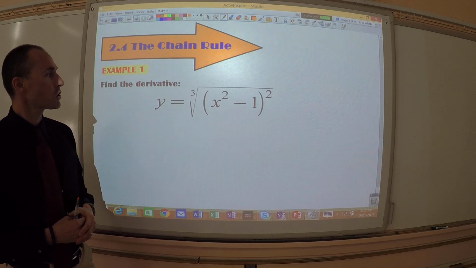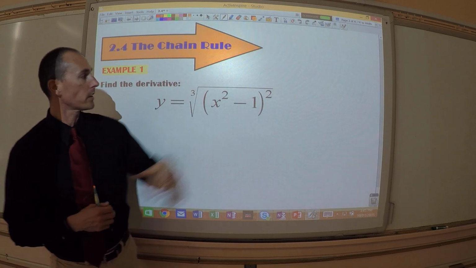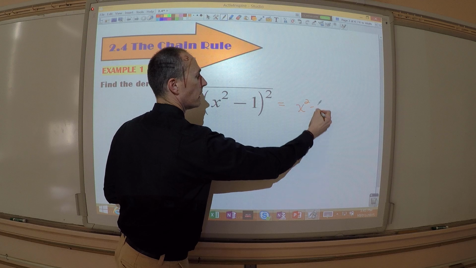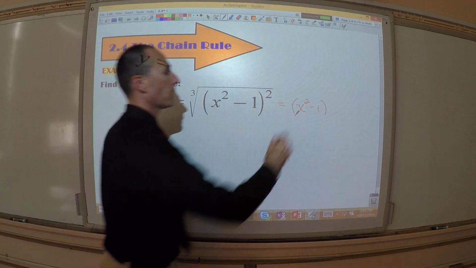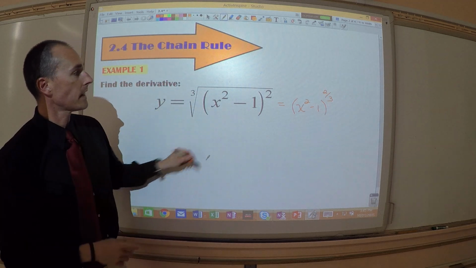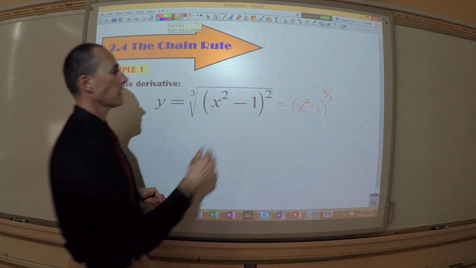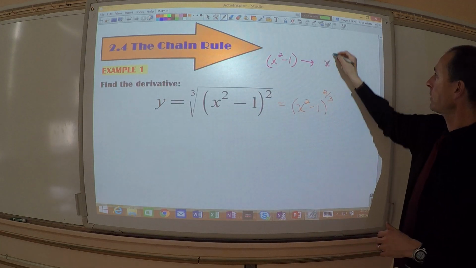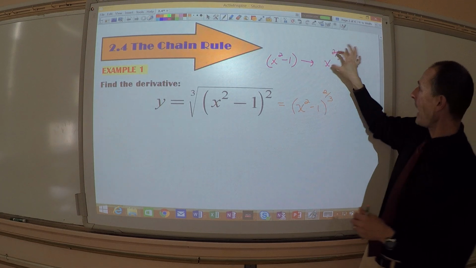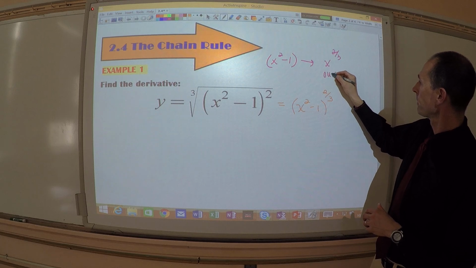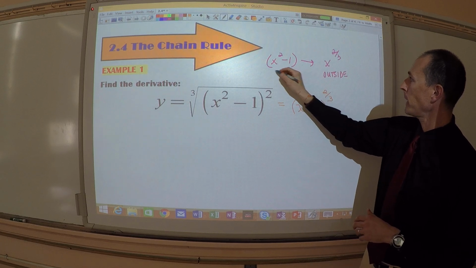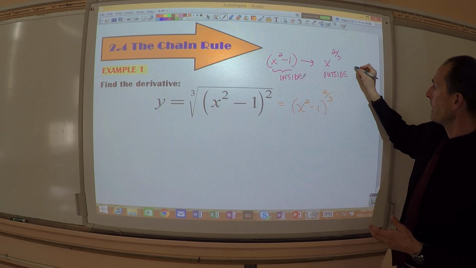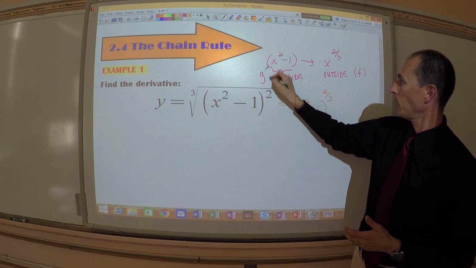So very similar to what we just saw, but I don't really like the way that looks because of that squared as well. So I think what we're going to do here is we're going to rewrite that as x squared minus 1, really to the 2/3 power. Now I can see that that is most likely the composition of two things. It's the composition of x squared minus 1 going into x to the 2/3. So this is my outside function, and this is my inside function. So that being said, I could even make this, let's call it f, and we can call that g.